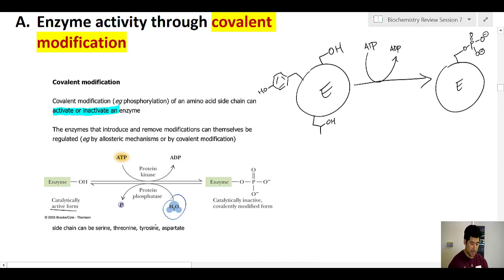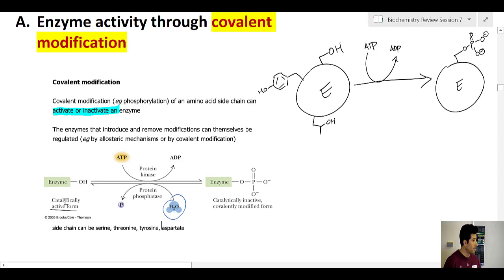So whenever you're looking at this on your PowerPoint slides, I want you to look at the enzyme with the hydroxyl. I want you to see that if you go towards the right, like the right arrow is pointing, it's showing that it's getting phosphorylated. And if you remove that phosphate group, it becomes the catalytically active form again. But if you phosphorylate an enzyme, do you know if it's been activated or deactivated? It depends on the enzyme. All right, so one way that we can control the activity of enzymes is through covalent modification. Are there any questions about that?